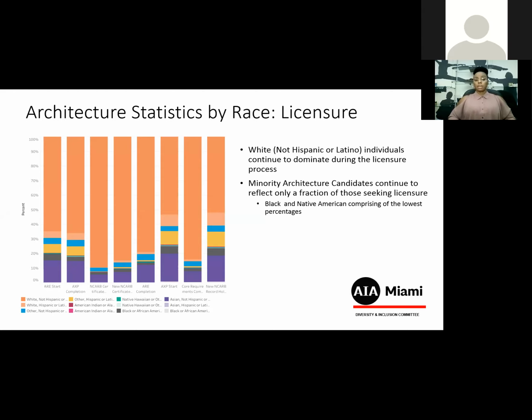And what that means to say is our demographics in the process of licensure, or where our young architects are coming from, is incredibly disproportionate. So right now, the orange of what you're seeing is white, not Hispanic or Latino people. And all the other colors represent minorities. So what this graph shows you is that we have a lot of white people and not that many minorities.